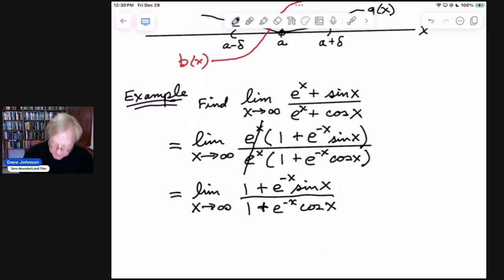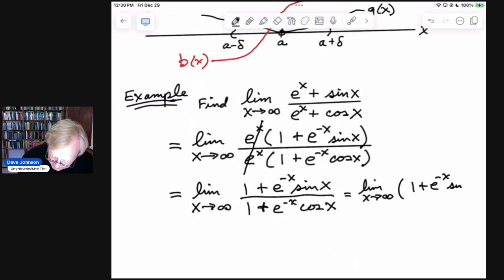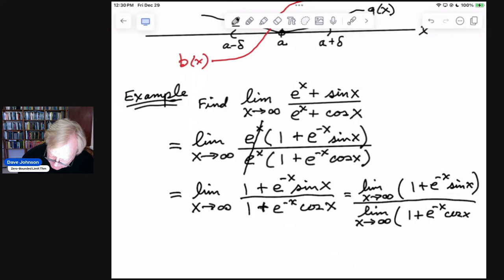Okay, so let's go ahead and move the limit into the fraction. The limit of a quotient is the quotient of the limits. So I can write this as limit as x approaches infinity of 1 plus e to the negative x sine x, divided by limit as x approaches infinity of 1 plus e to the negative x times cosine x.